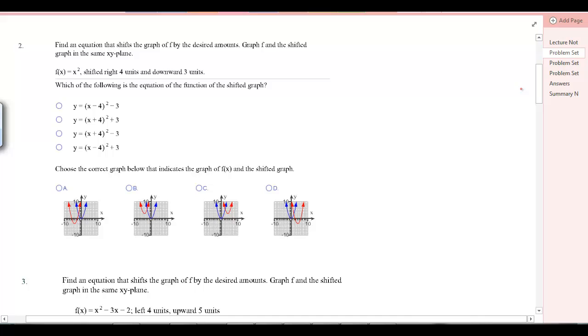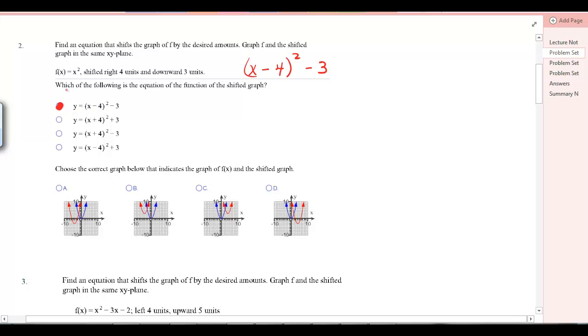Number 2, find an equation that shifts by the desired amount. So here we've got x squared, but we're shifting right 4 units and down 3. So we've got x squared, but we're going right 4. That's opposite. When I'm going right, that's a negative. So -4, and then down 3 would be a -3 out here. So that looks like that's that one.